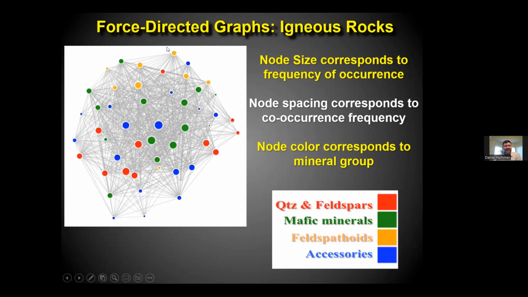And you can see that they start to form clusters according to their category. The quartz and feldspars, for example, tend to group over here and tend to occur together. The feldspathoids tend to occur up here at the top of the diagram, and they most often occur together in rocks that are silica undersaturated.